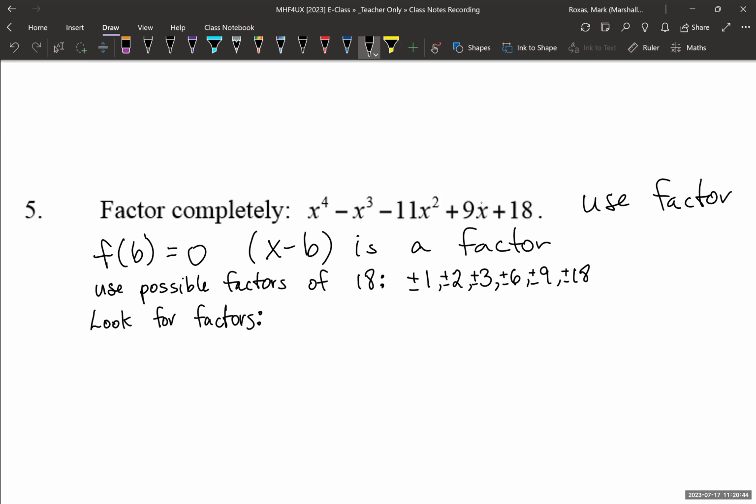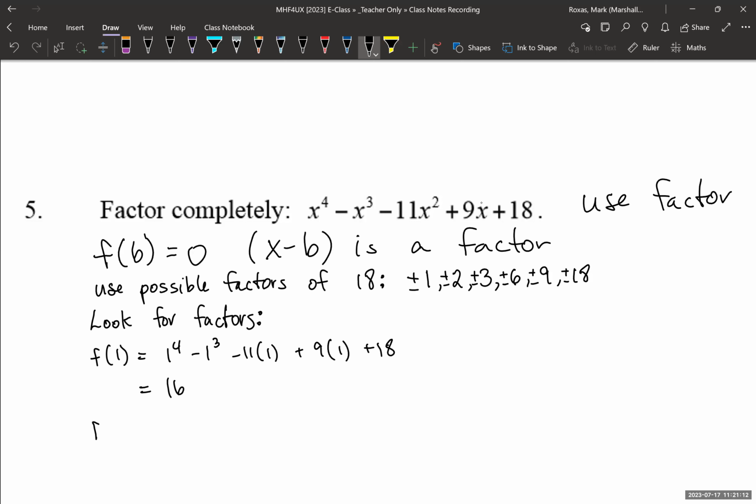Okay, so try f of 1. f of 1 is 1 to the power of 4, minus 1 cubed, minus 11 times 1, plus 9 times 1, plus 18. What does that equal? When you add those terms all up, you get 16. Okay, so that doesn't really help. We didn't get that 0. We wanted a 0. So we can cross that off the list.